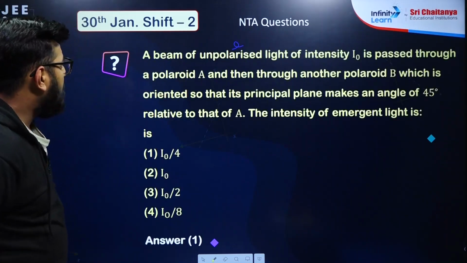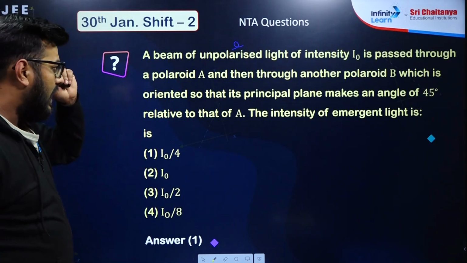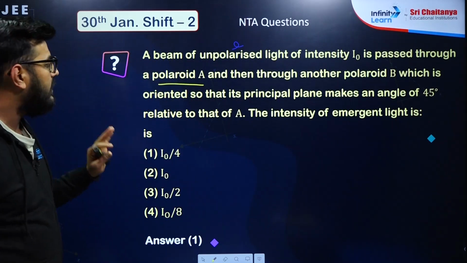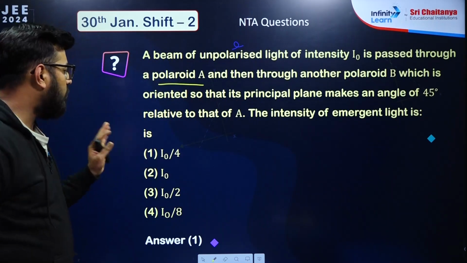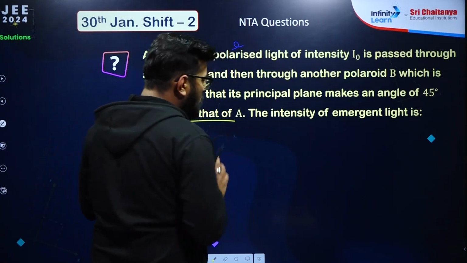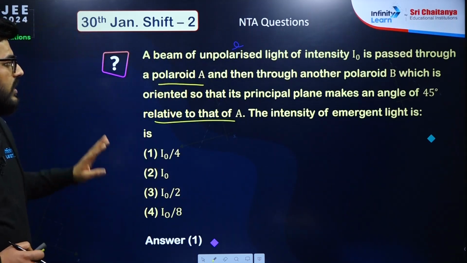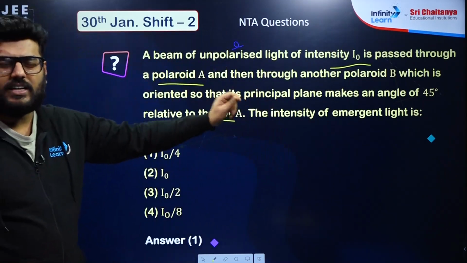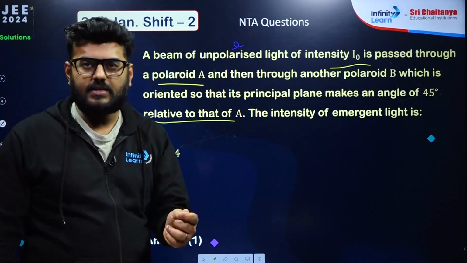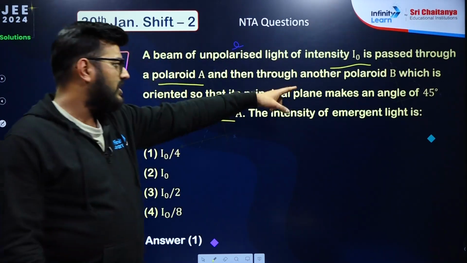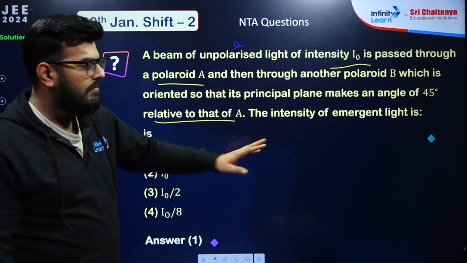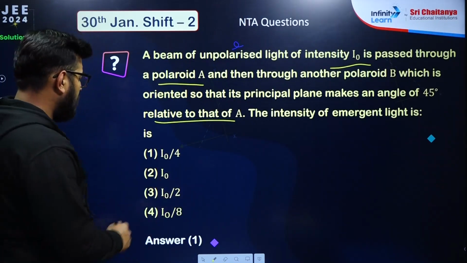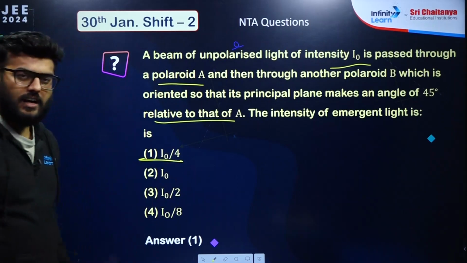Now, a beam of unpolarized light of intensity I naught is passed through a Polaroid A and then through another Polaroid B, which is oriented so that its principal plane makes an angle of 45 degrees relative to that of A. Malus's law is working over here. The intensity of emergent light is, so this is an extremely standard case taught to you in polarization, and there are 2 Polaroids kept. Initial is I naught, then I naught by 2, and then it passes over it. So cos square theta will come over here. Obviously option number 1 is the correct answer.